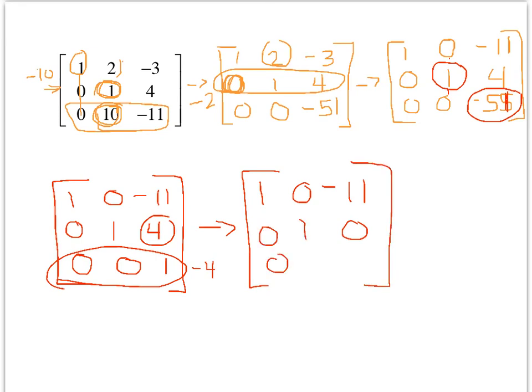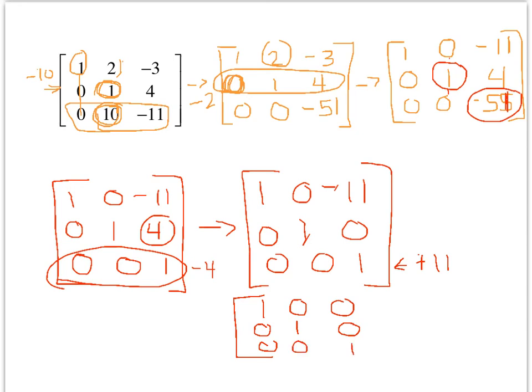Now, I want to do the exact same thing to get rid of the negative 11. So, to get rid of the negative 11, I'm going to multiply this bottom row by positive 11 and add it to the first row. So once I do that, I get 1, 0, 0, 0, 1, 0, 0, 0, 1. Notice that the lead number in each row is a 1, and that is the only non-zero number in each column. Exactly what we're looking for in row echelon form.